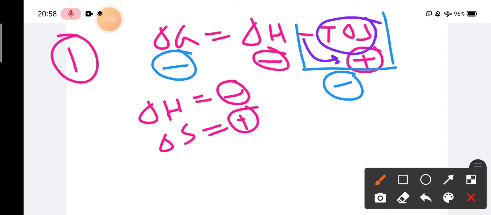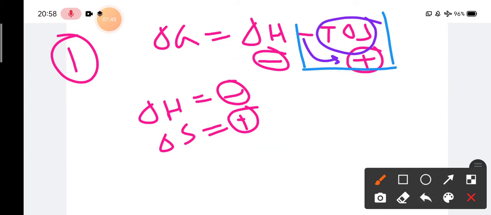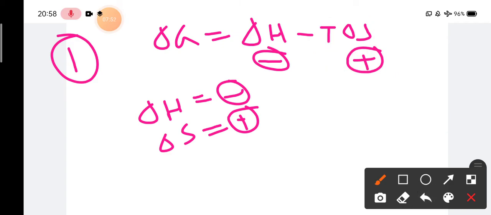So in the case where del H is negative and del S is positive, del G becomes negative, and if del G is negative, then the reaction will go on. It will be a spontaneous reaction. I am repeating myself: when del H is negative and delta S is positive, T delta S is positive and there is a minus before it, so minus T delta S will be negative. Del H is also negative and minus T del S is also negative, so del G becomes negative and it will be a spontaneous reaction.